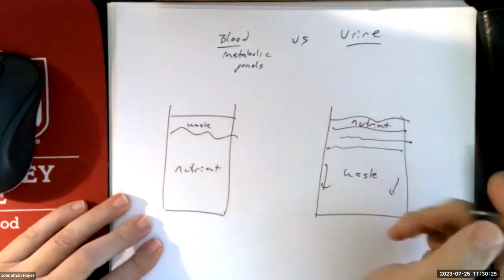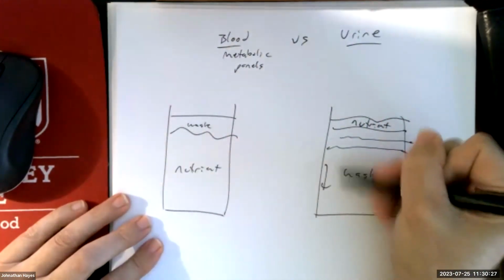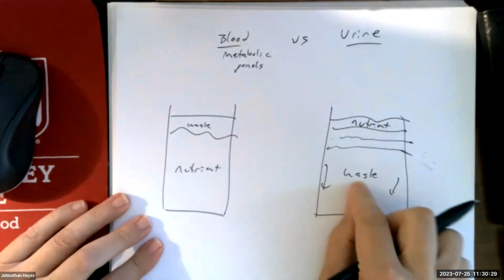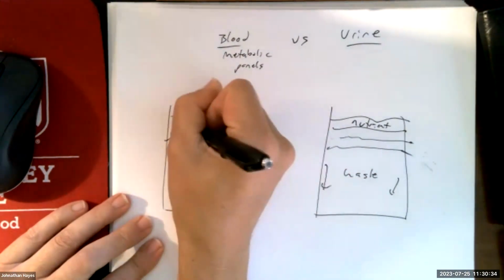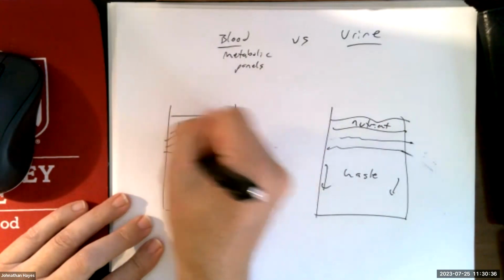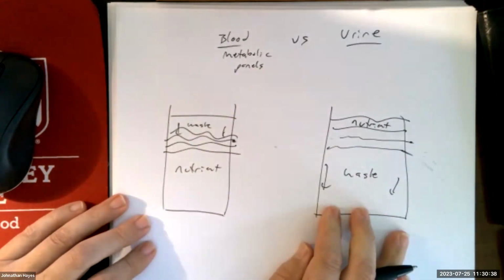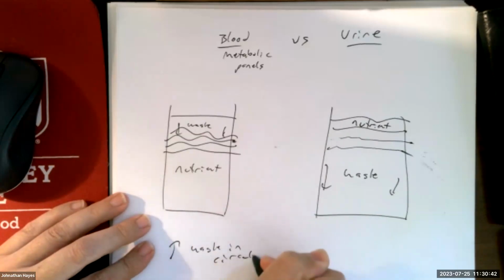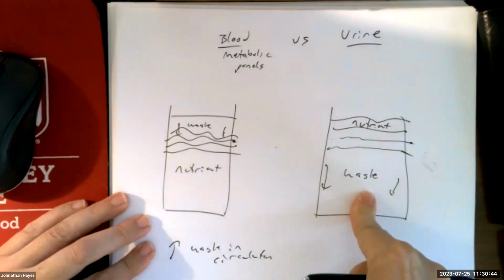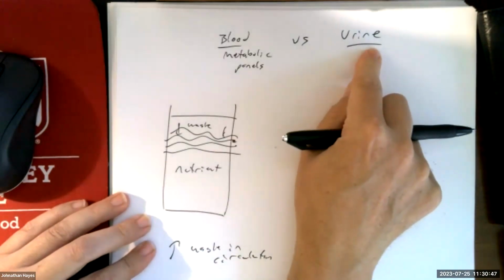And similarly, if I can't get rid of the waste fast enough because my waste removal is going down in the urine, where is it going to end up? It starts to end up in the blood. So we start to increase the amount of waste that we have in the blood. So increased waste in circulation means there's not as much leaving in the final urine product.